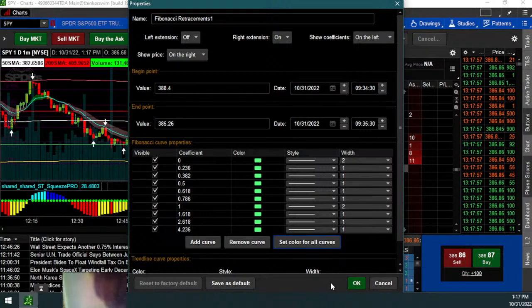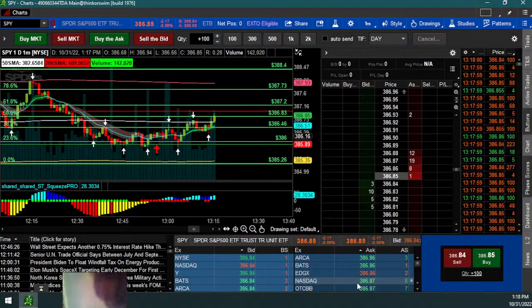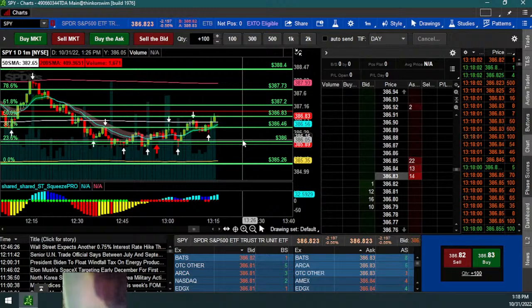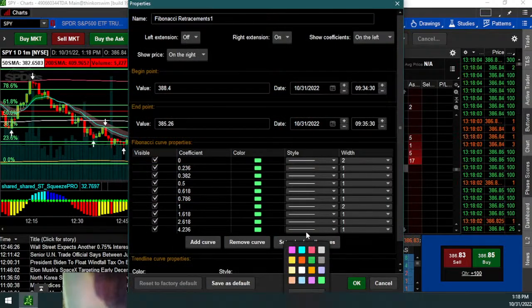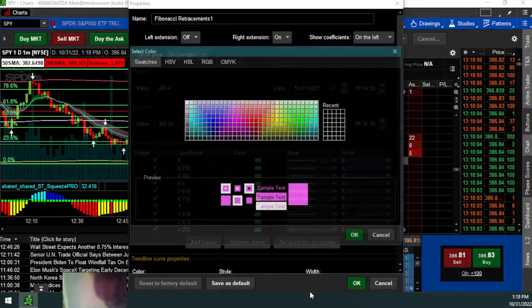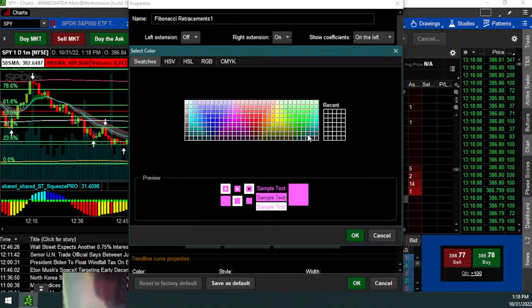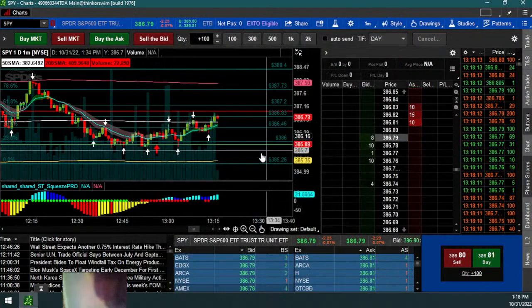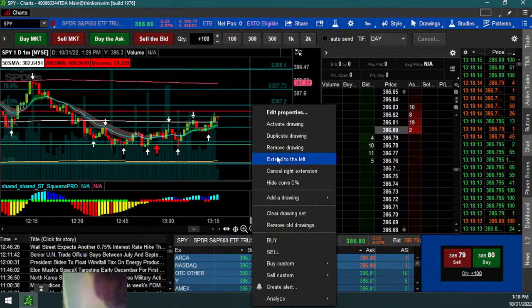Let me just see what it looks like. Ooh, that's too bright. That would make me crazy. Wouldn't that make you crazy? Yeah, it would make me nuts. Okay. Let's just use a blue we're not using right there, for now. But anyway, I want to take it off for right now, and I'm going to remove the drawing.